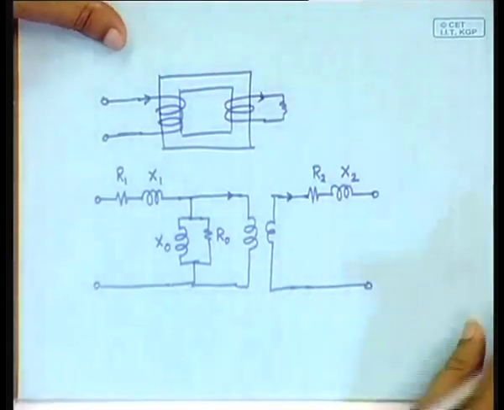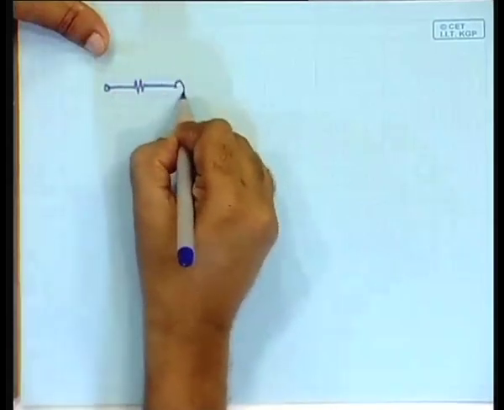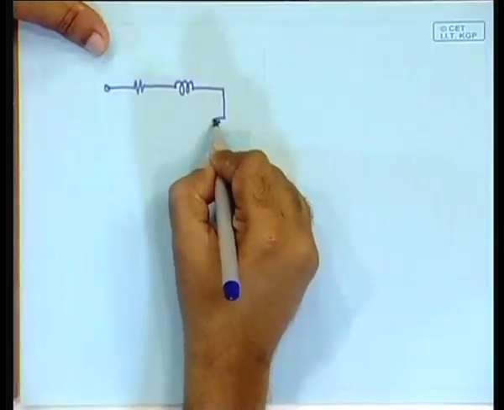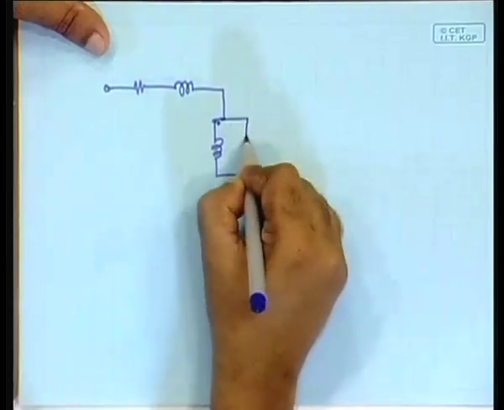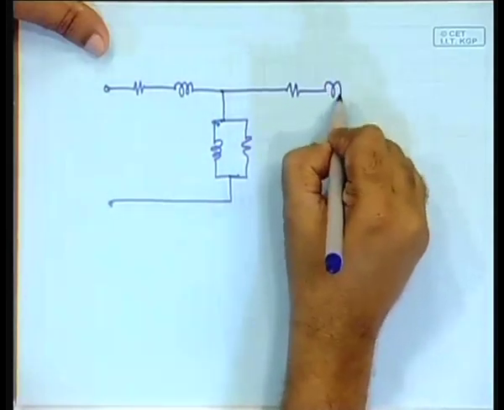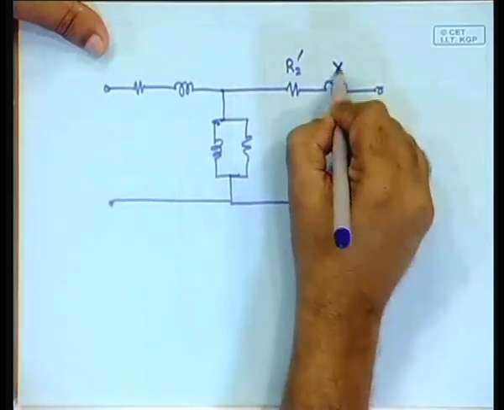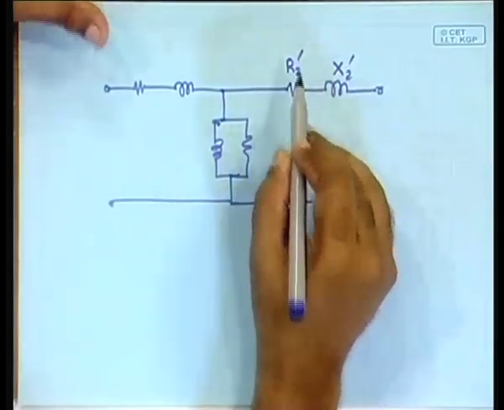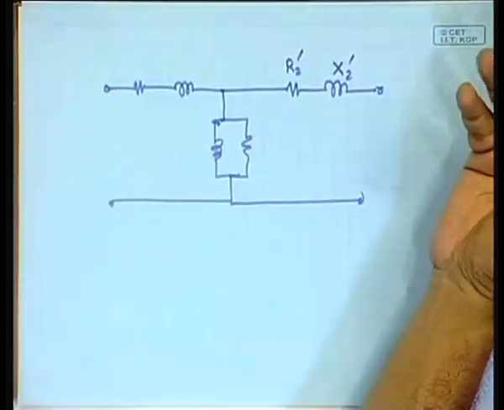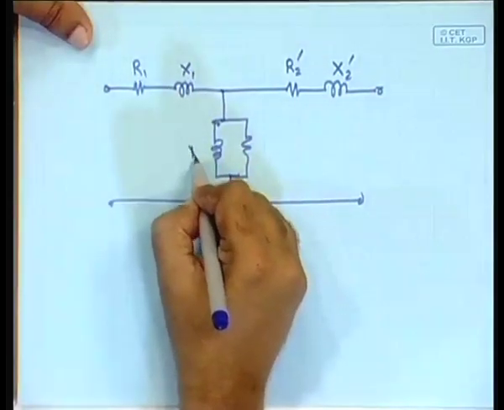and by doing that we say that now my equivalent circuit is something like this: resistance, inductance, then this side inductance, and then there is a resistance and there is an inductance, but then we say that here it is R2 dash X2 dash. The dash means that it has already been multiplied by the turns ratio square. Here is R1, here is X1, X0 R0.